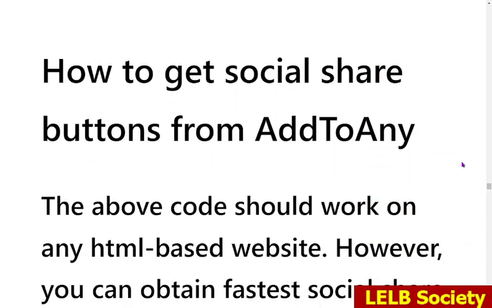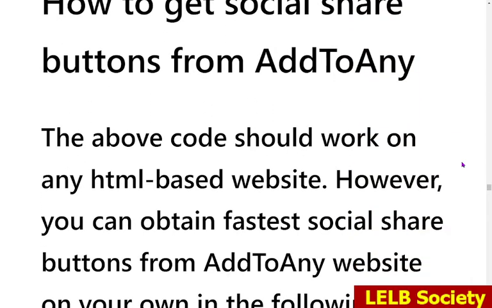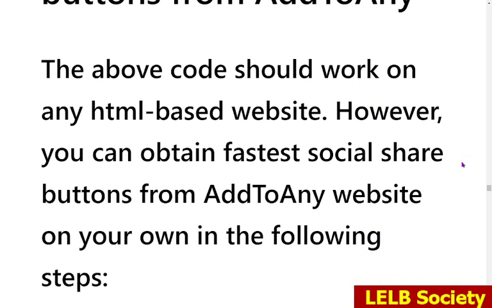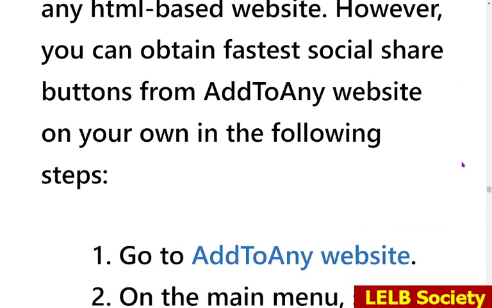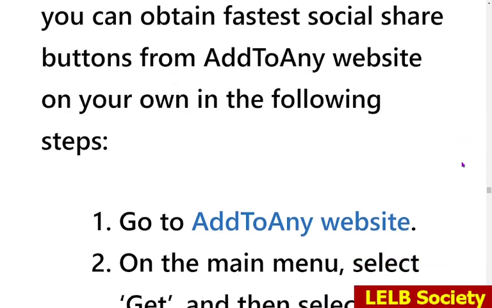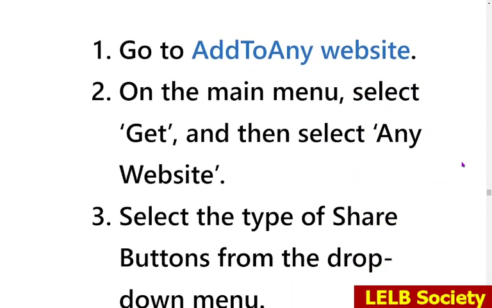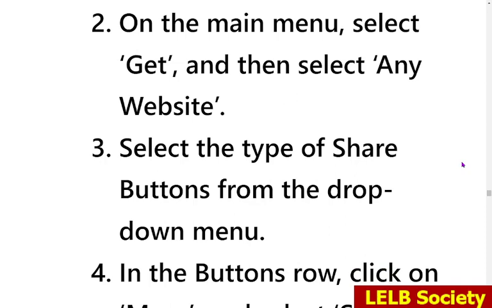How to get social share buttons from Add to Any. The above code should work on any HTML-based website. However, you can obtain the fastest social share buttons from the Add to Any website on your own in the following steps. 1. Go to the Add to Any website. 2. On the main menu, select Get, and then select Any website.